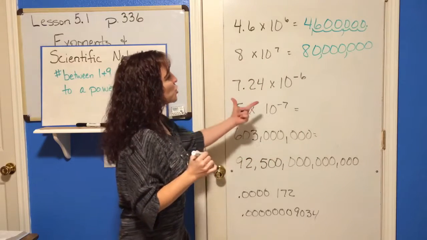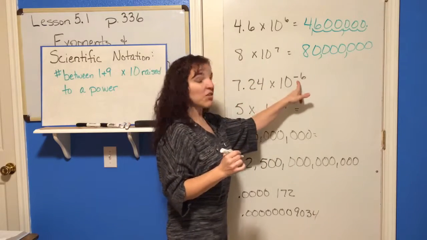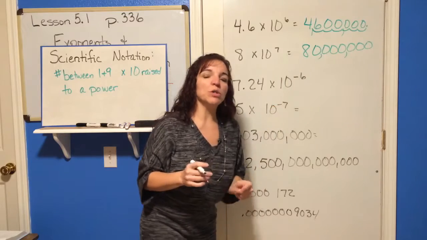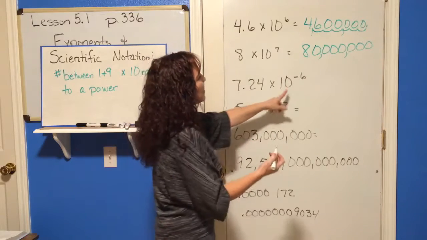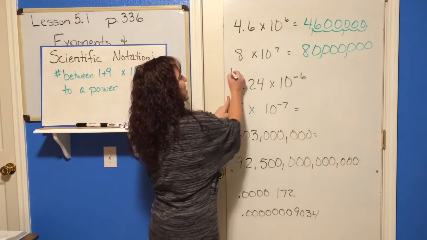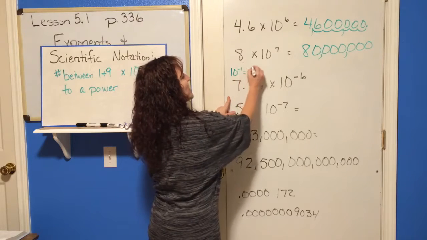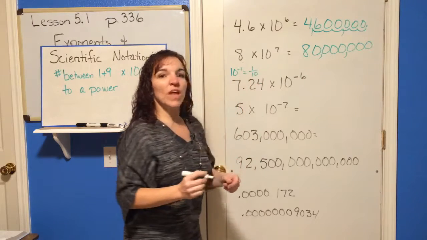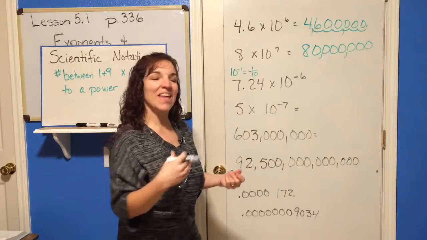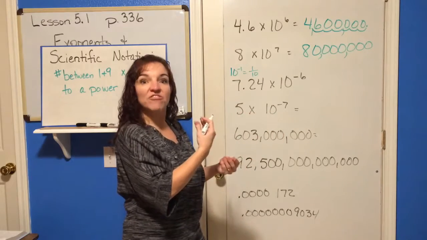Easy sneezy. So now, if you've got a negative exponent, what happens when you multiply by a negative exponent? 10 to the negative 1 power is the same as 1/10. And if you multiply by 1/10, it actually moves the decimal to the left.